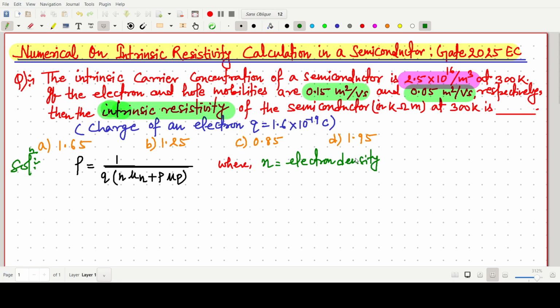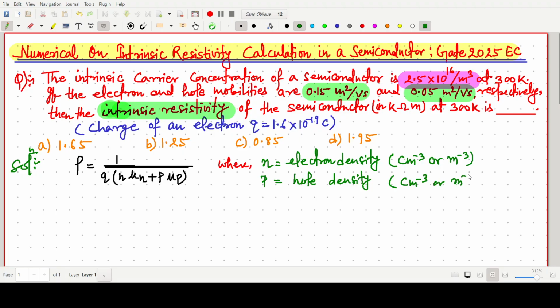N is the electron density having unit per centimeter cube, or we can write it per meter cube here because everything is in meter. So the electron density has unit per meter cube, and P denotes the hole density, which also has the same unit.